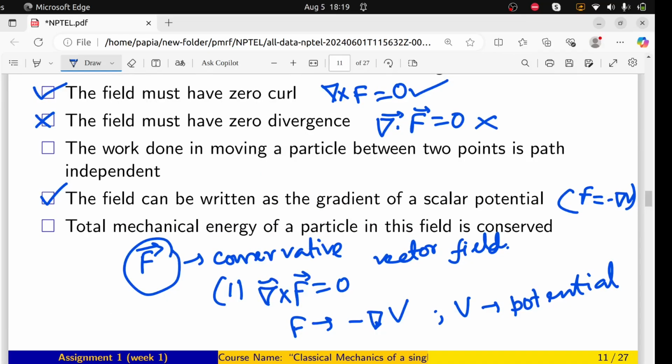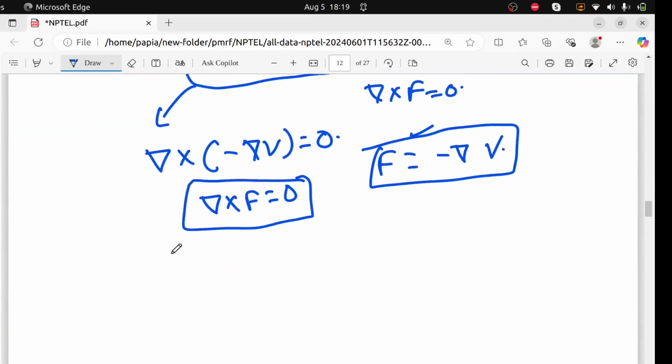Now coming to the statement: the total mechanical energy of a particle in this field is conserved. So total mechanical energy.